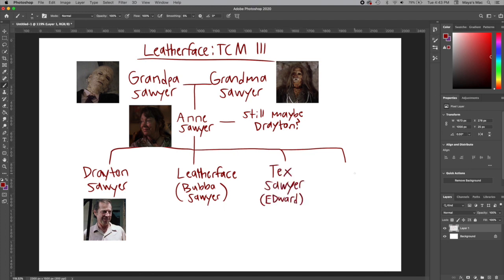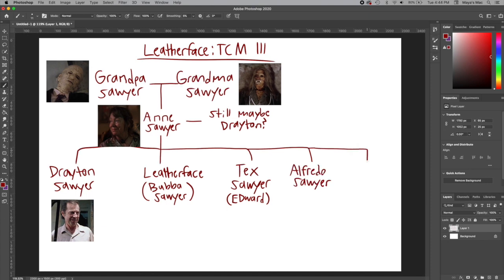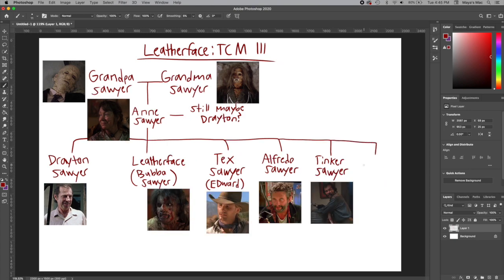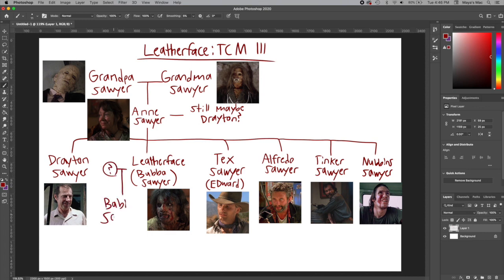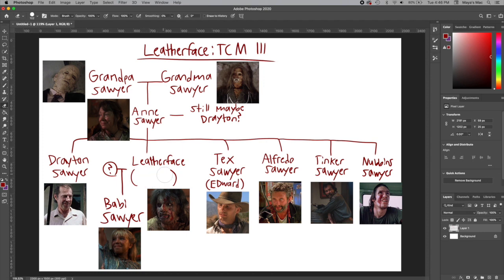And now we have 3 new brothers. Tex Sawyer, technically Edward, but he hates being called that, so Tex Sawyer, Alfredo Sawyer, and Tinker Sawyer. Oh yeah, and I need to add Nubbins back in, because he still exists, he's from the first one. And Leatherface has a daughter in this movie. Who knows who the mother is, probably somebody that they ate. And he's not called Bubba in this, he is referred to as Junior for the most part.